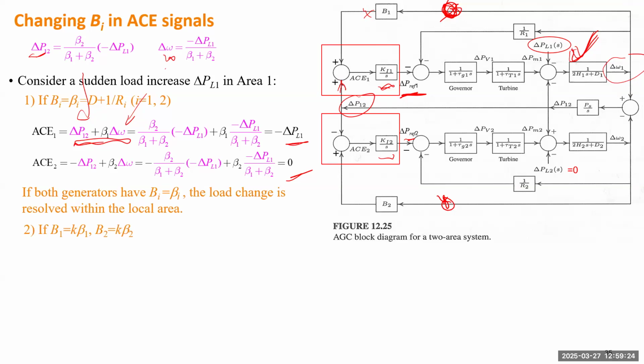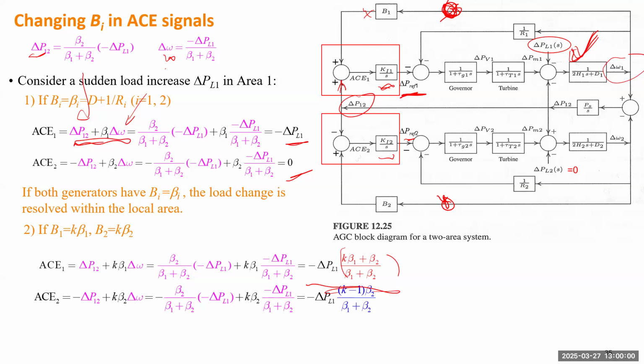Now we can generalize the B value. We just simply let B be k times beta. Here we just assume both units take the same factor, the same k. If we still plug in delta P12 and delta omega, we'll get a more complex formula. This one definitely is not negative delta PL1, but the load change multiplied by a factor. The factor is determined based on k and the betas. Similarly, ACE2 will have another factor. So both depend on the change on the load.